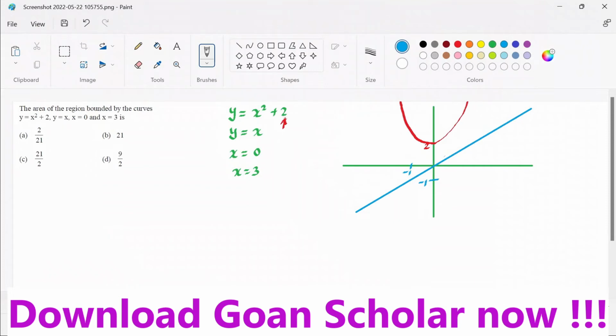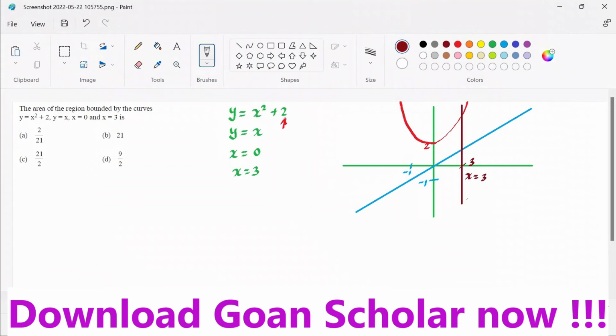Next is x equal to 0. Now x equal to 0 is the y-axis, right? So no need of plotting it. x equal to 0 means the y-axis. And x equal to 3. Now be very careful with this. x equal to 3 means somewhere here. You can stretch this line, the brown one, down and up into infinity. All the points on this brown line will have x equal to 3. I hope this is clear to all of you.